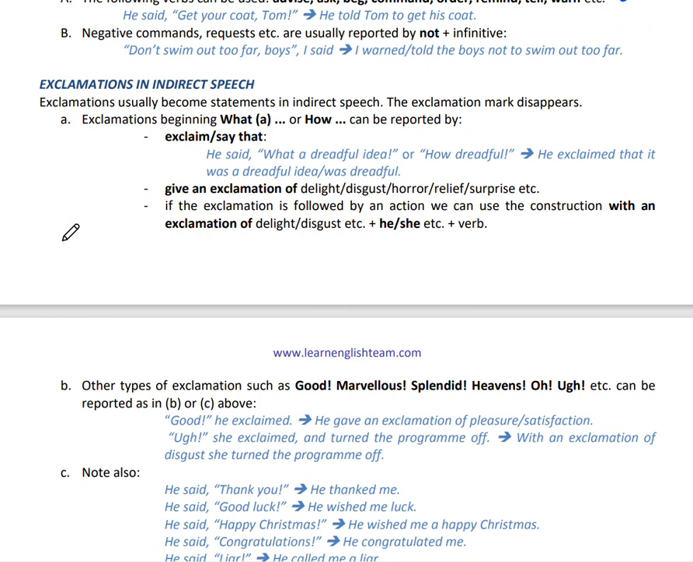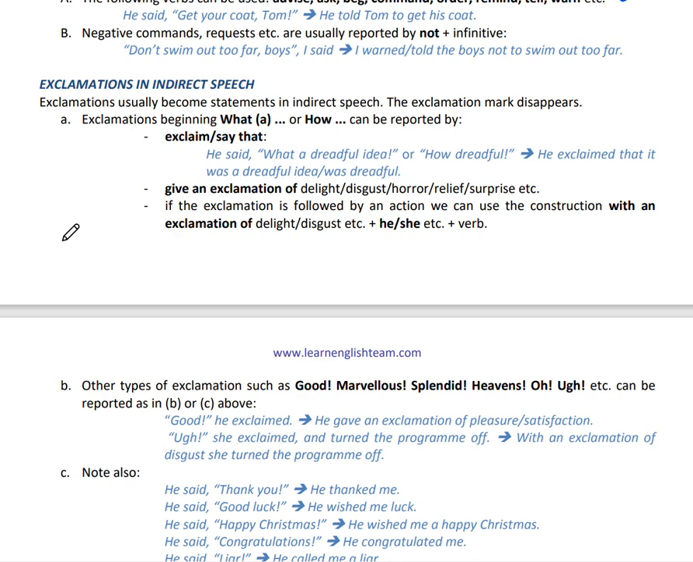And here, exclamations in indirect speech. So let's look at it. Exclamations usually become statements in indirect speech. The exclamation mark disappears. So exclamations beginning with what or how can be reported by exclaim, say that. He said, "What a dreadful idea," or "How dreadful." He exclaimed that it was a dreadful idea, like that.